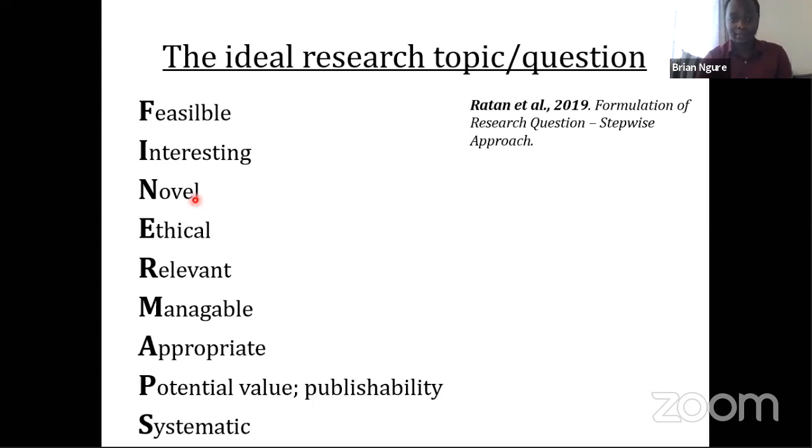Sometimes if it's possible, make it novel. So if it's been done many times over, it doesn't make a lot of sense. My team and I have published, I think, 3-4 articles in the past 2 months, COVID related. And the reason why it was such a nice topic to jump on is because it's novel, right? The other thing is pick something manageable.